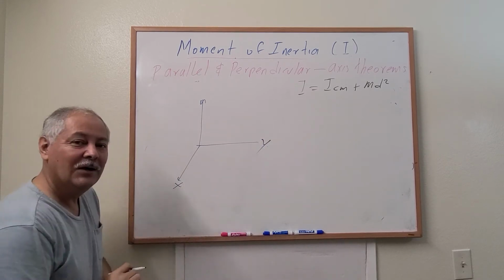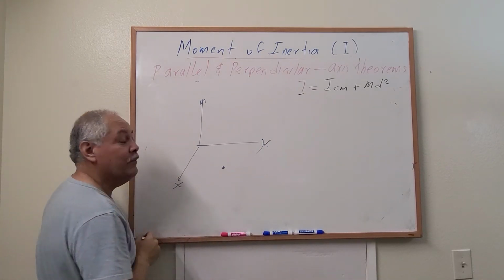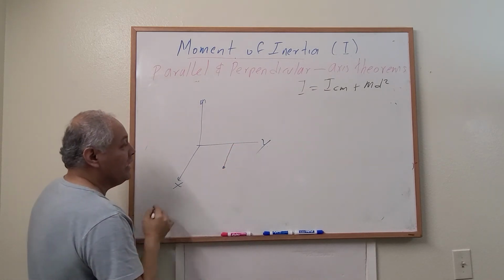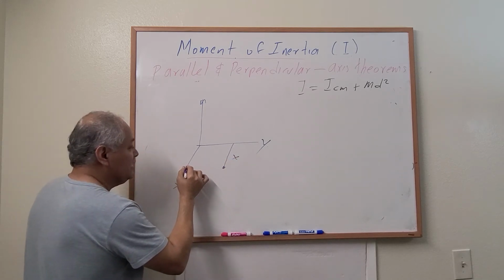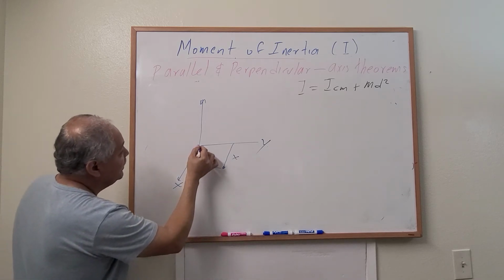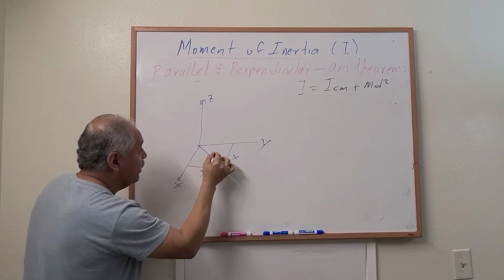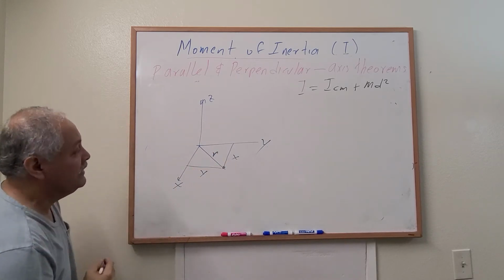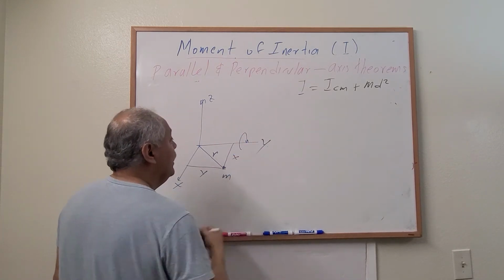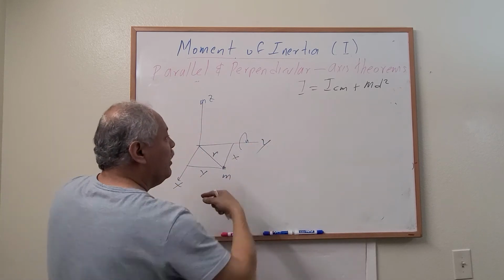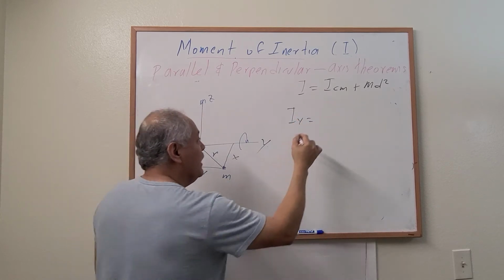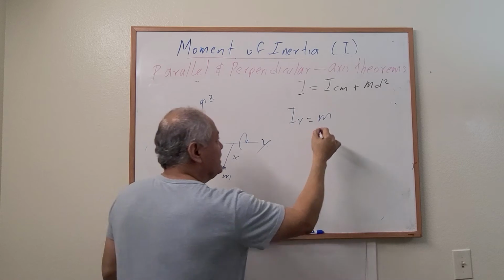Perfect. Okay, now let's take a particle right here. This particle is at this distance from the y axis, my x, and at this distance from the x direction, which is going to be my y. And from the z axis, this is r. Let's call it r. Perfect. Now, what happens when this particle is rotating about the y-axis in this way? What should be the moment of inertia? Well, as we know, the moment of inertia about y is equal to m times this distance squared. But that distance is x.